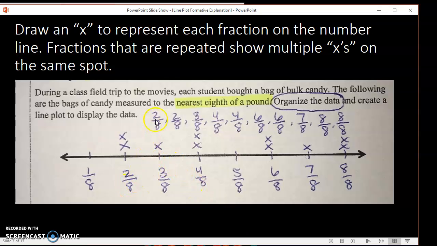As you can see, since there were two 2/8 fractions, there's an x for each of them here. So you draw an x to represent each fraction on the number line. And the fractions that are repeated show multiple x's on the same spot. So there was only one fraction that was 3/8, 2 for 4/8, none for 5/8, 2 for 6/8, 1 for 7/8, and 2 for 8/8. This is very similar to a bar graph or a picture graph where at a glance we can see how the data was dispersed across the different amounts.